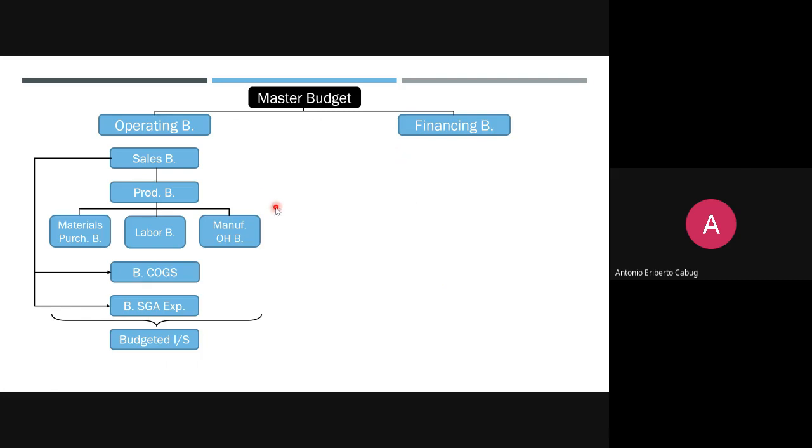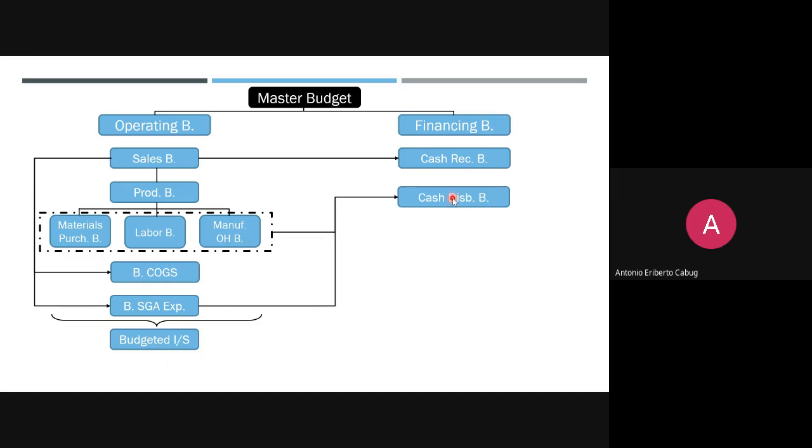Meanwhile, if we are concerned about when cash flow will materialize, cash inflow, cash outflow, we refer to the financing budget. We have here the cash receipts or collection budget, which will come from your sales, and your cash disbursement budget, which will come from your production costs and your selling, general and admin expenses. When will they be paid? If the income statement answers when it is incurred, the financing budget will answer when it will be disbursed. Kailan mababayaran? If we budget for long-term machinery and equipment, we need a capital budget.